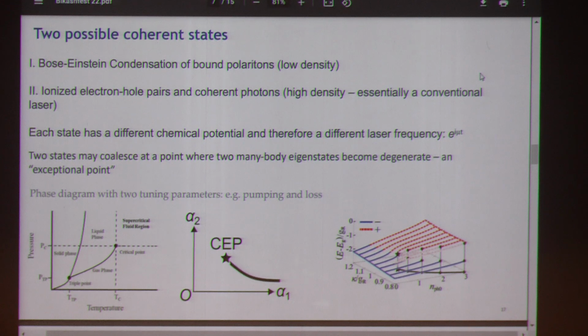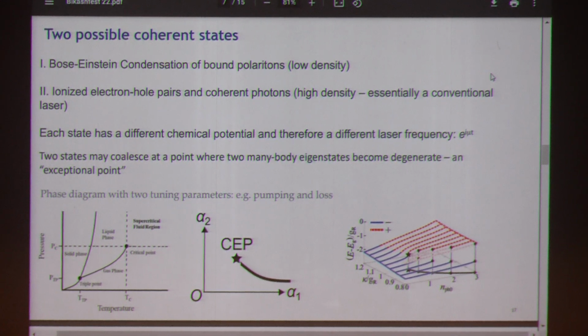So here's a picture of two possible coherent states which can exist in the system. At low temperature or low density, you might view the system as a Bose-Einstein condensate of bound polaritons. And in fact, there are lots of ways of looking at the spectra of these materials to demonstrate that that's the right story. But if you drive the system very hard, what happens is the electron-hole pairs will ionize. But even though they may be ionized, they can still have coherent photons coupled to them. And that's essentially a conventional laser.